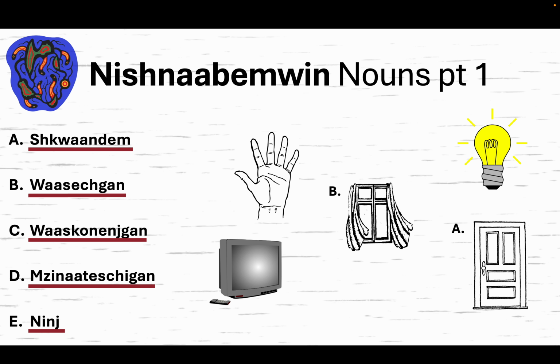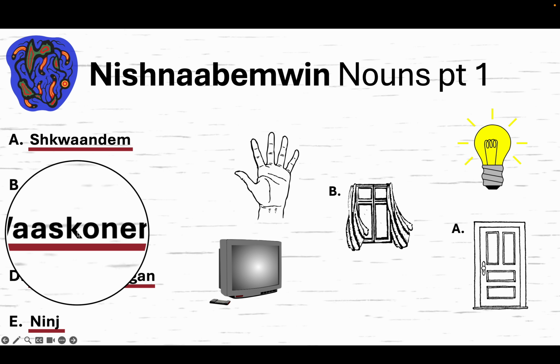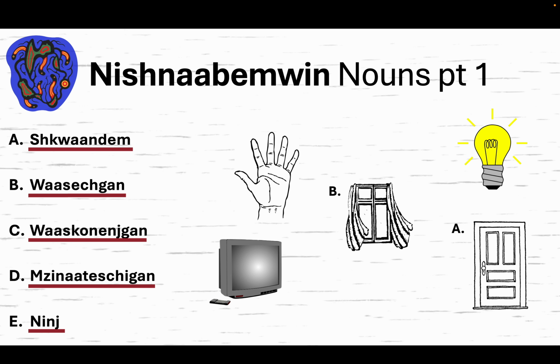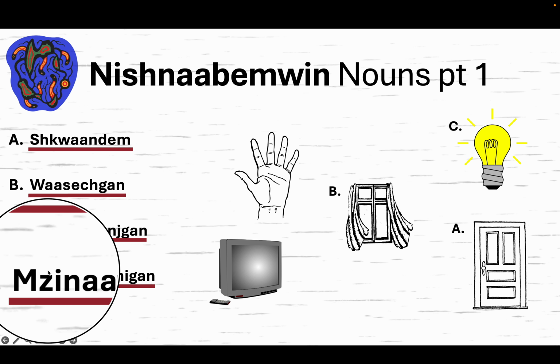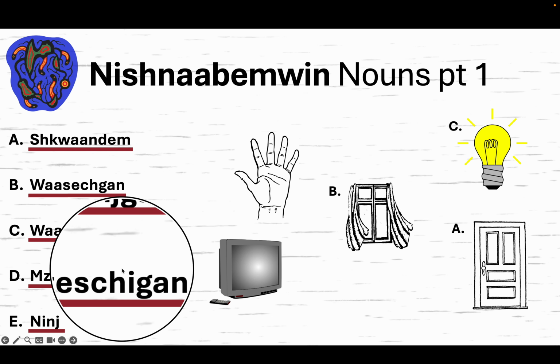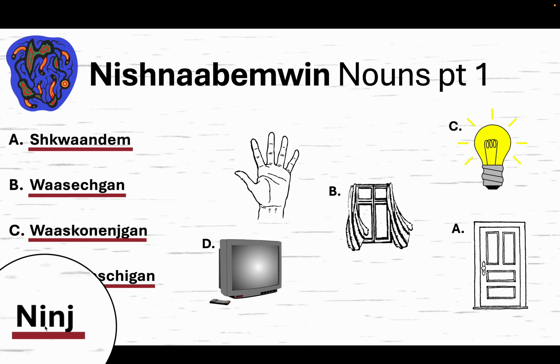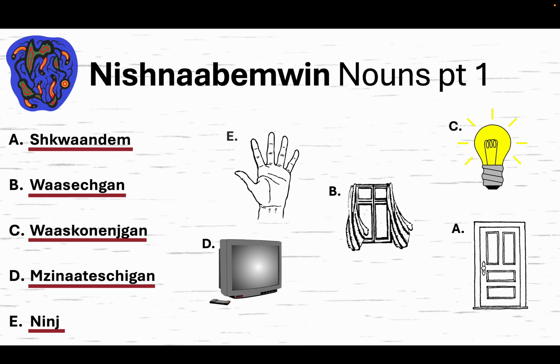The next word we have is waskaneng gun. Waskaneng gun means light, as in light bulb, not something that weighs light. The next word we have is mzinateschigun. Mzinateschigun means TV or television. And the last word we have is ninj. Ninj means hand.